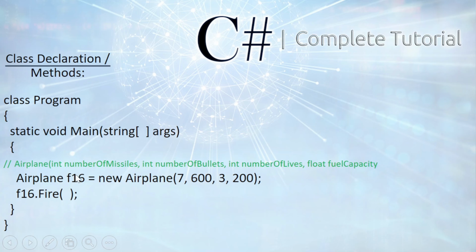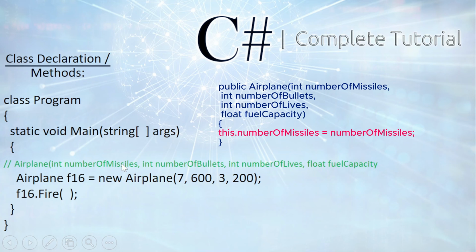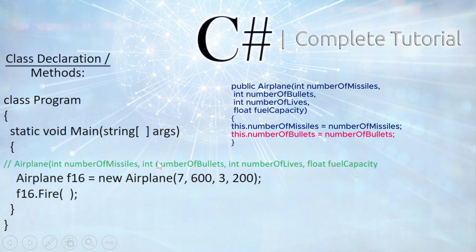Here we're declaring the instance of the class airplane. Now you see, this is how we declared airplane F-16. This is called a new instance, equal new airplane 7, which is the number of missiles. So this is the external value that will be assigned to what? To the internal value, to the actual property of the class. Then 600, of course, respectively here. 600 is the number of bullets within the class.